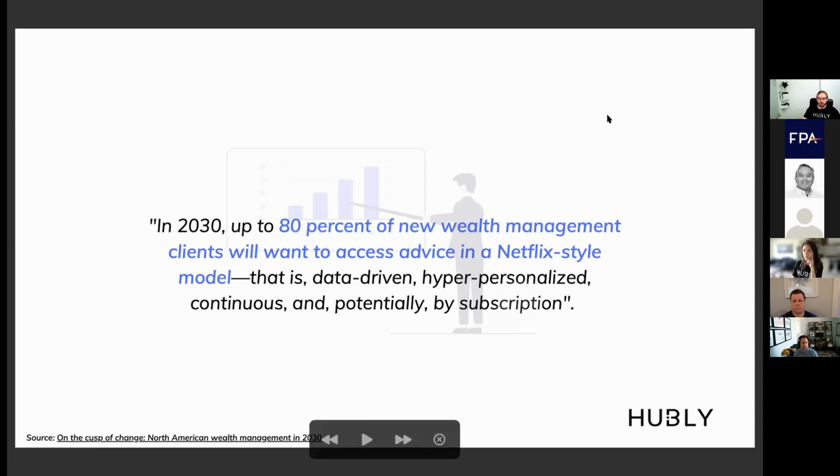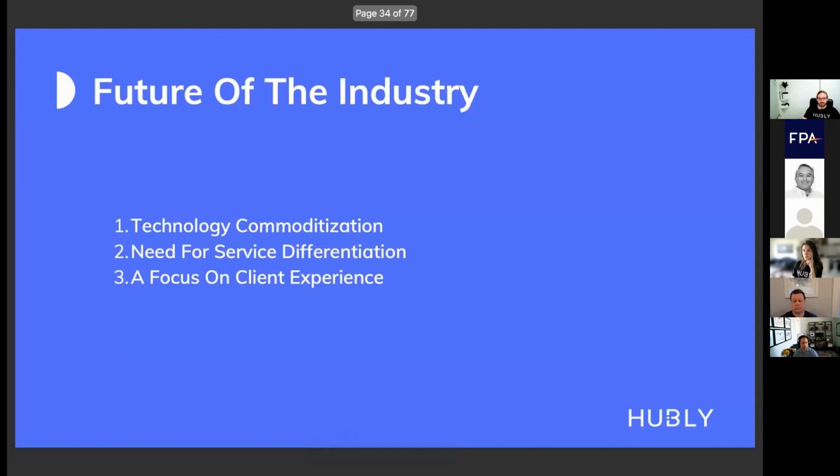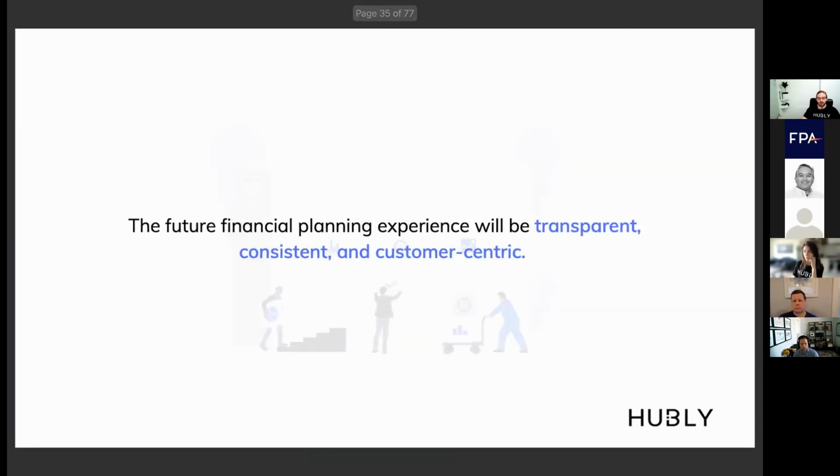And so I think when I try to summarize the fundamental evolution of the industry, the 3 trends that are continuing to drive it forward are, once again, technology commoditization, the need for service differentiation, and a focus on client experience. But more simply put, how we can focus on that day-to-day as financial advisors is how can you make your services more transparent, more consistent, and more customer-centric? If you and your team really focus on that when delivering the experience to your customers, I think this will go a long way.